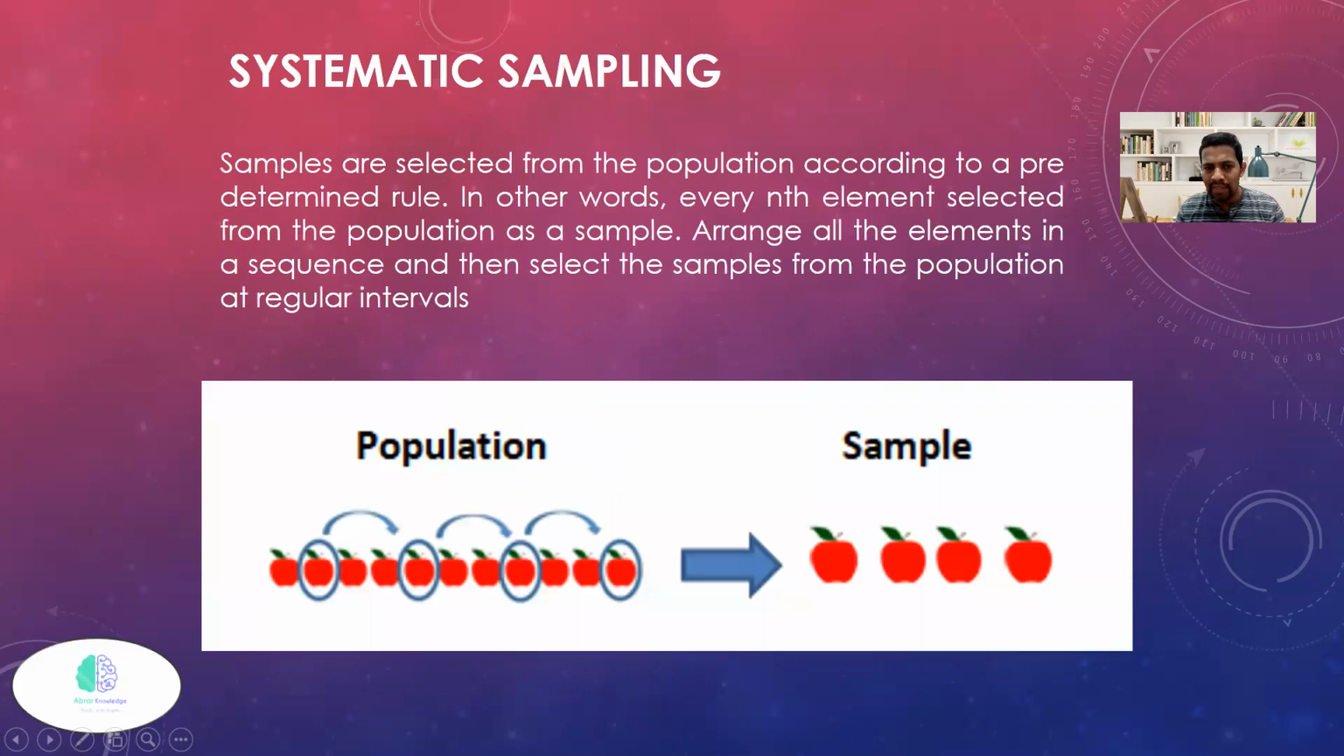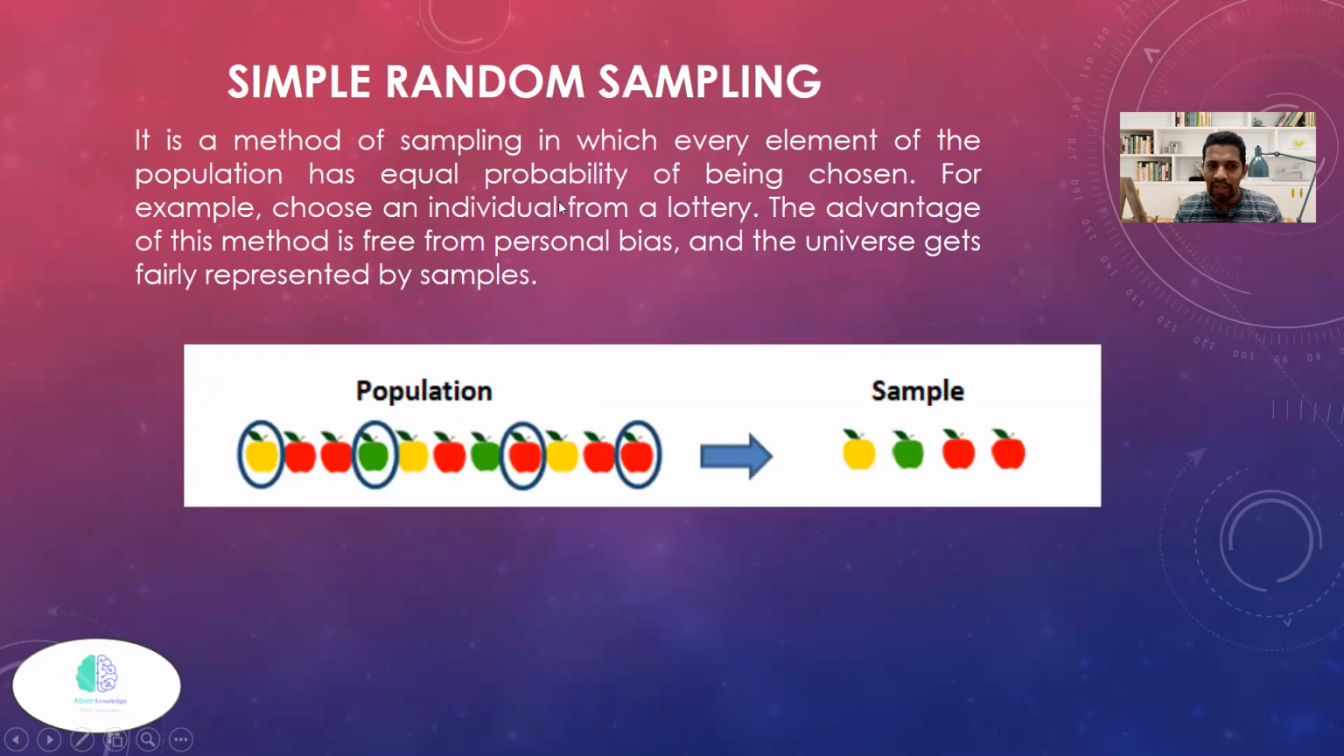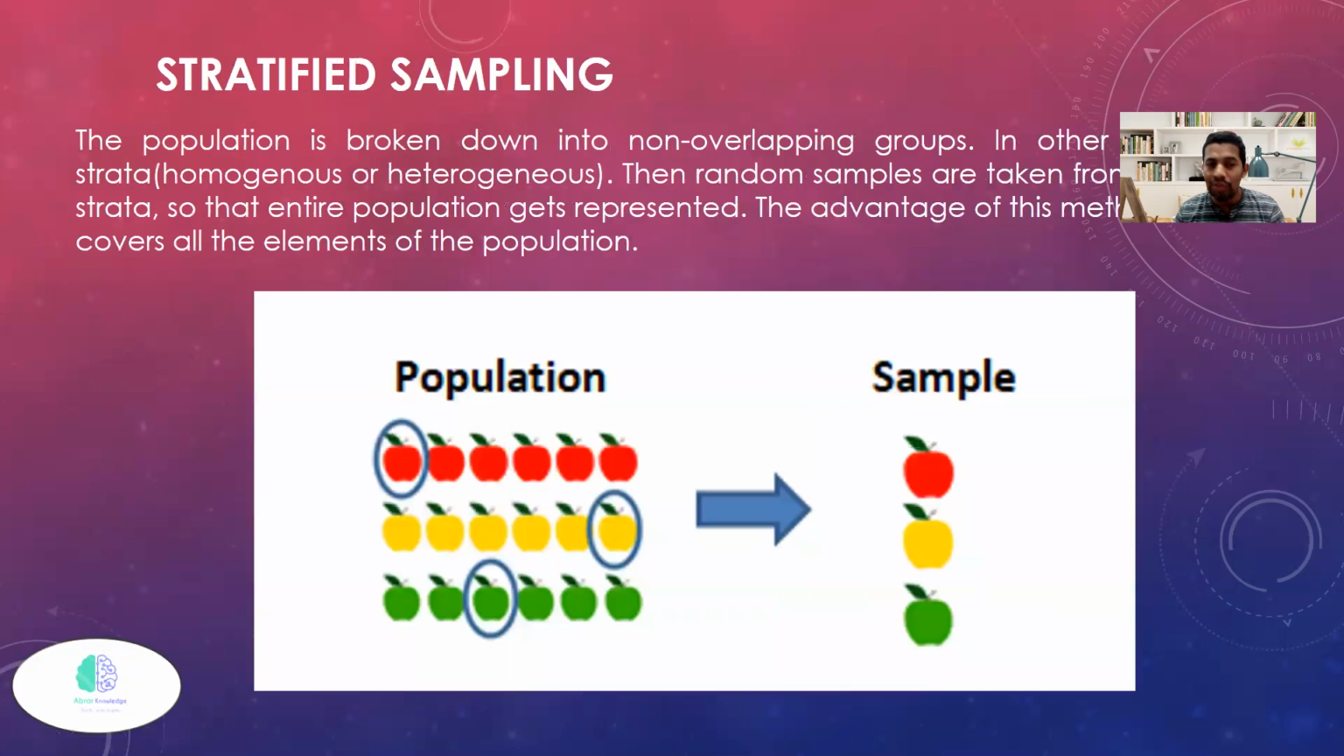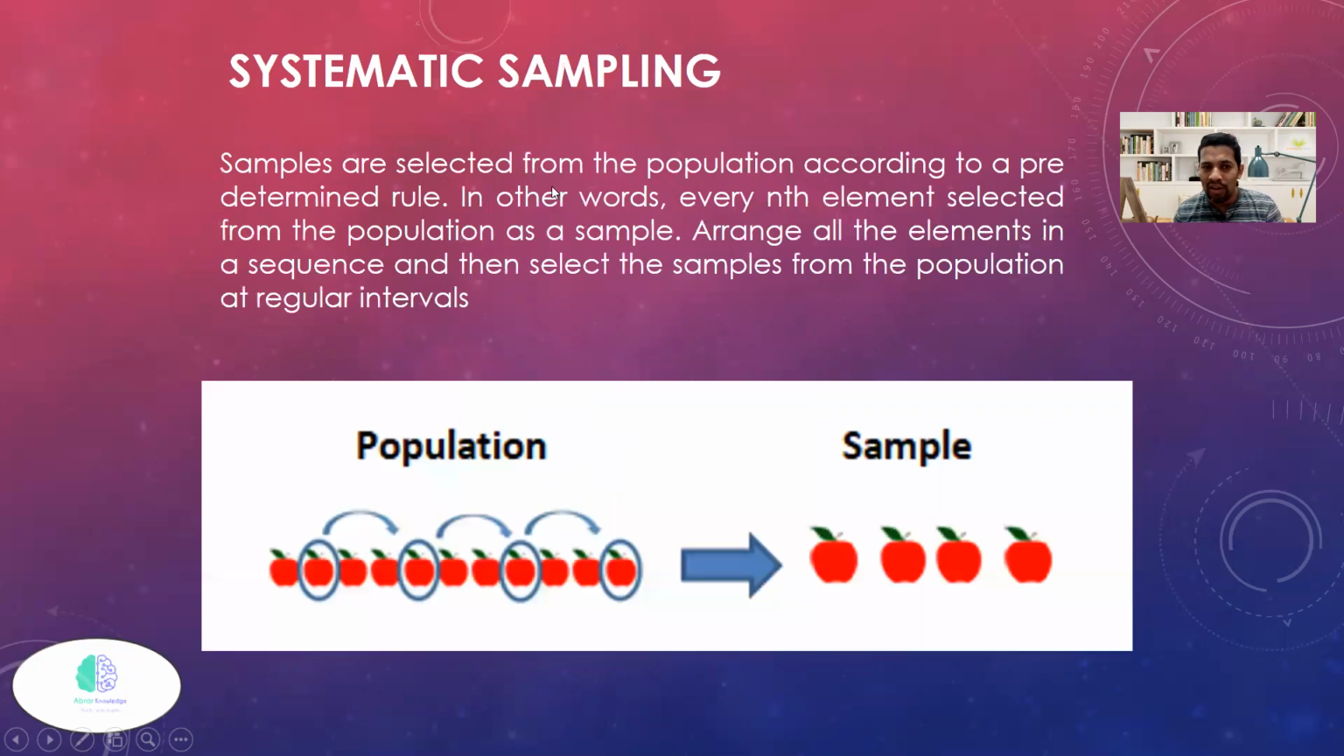Systematic sampling. Systematic sampling means samples are selected from the population according to a predetermined rule. Here, with simple random, you don't place a rule on how to identify them, but this is more systematic, right? In other words, every nth element is selected from the population as a sample. Arrange all the elements in sequence order, and select the sample from the population at regular intervals.